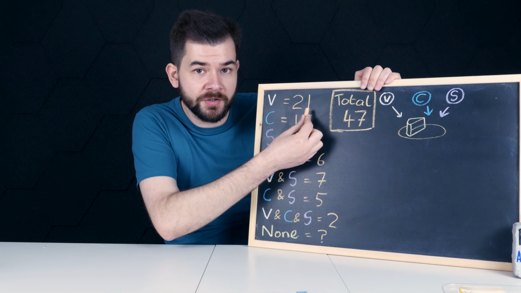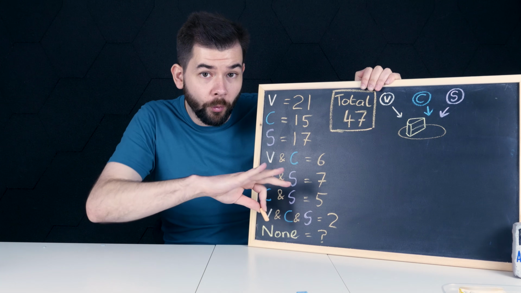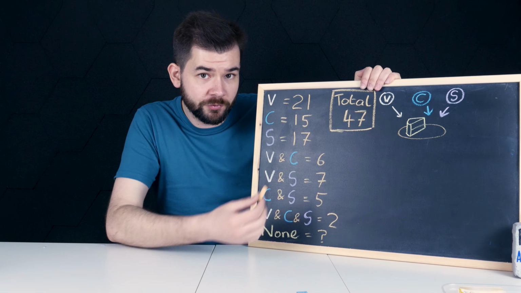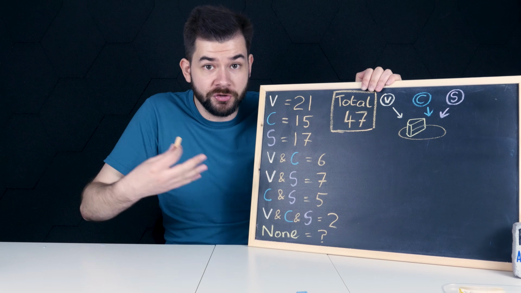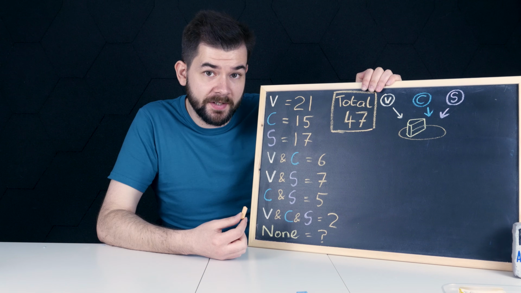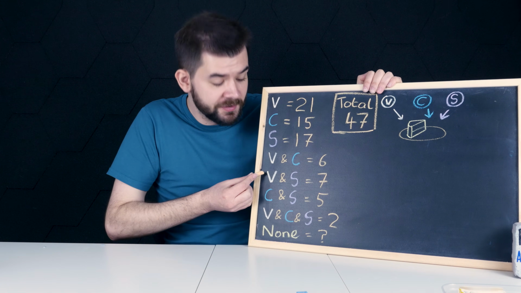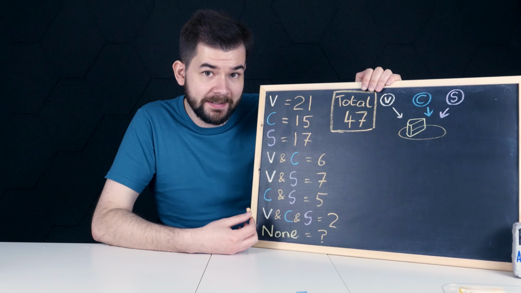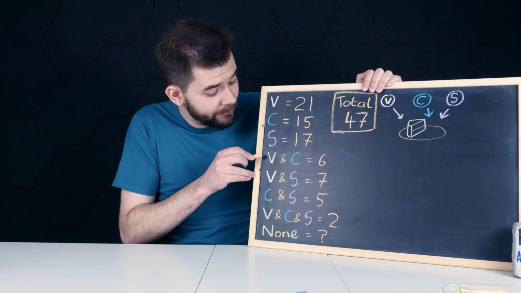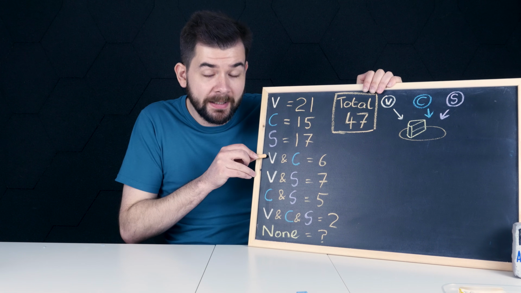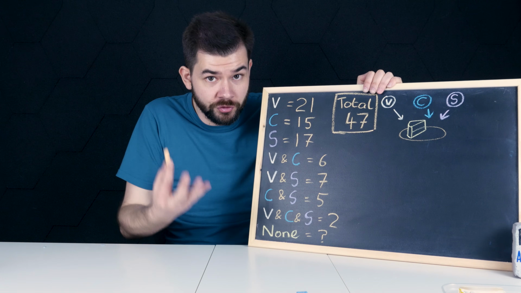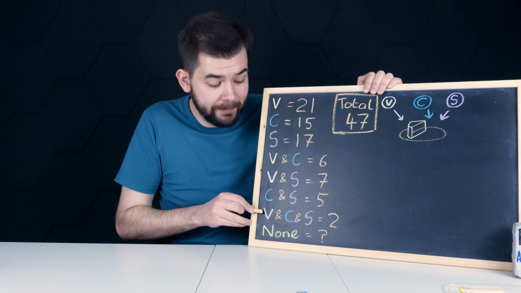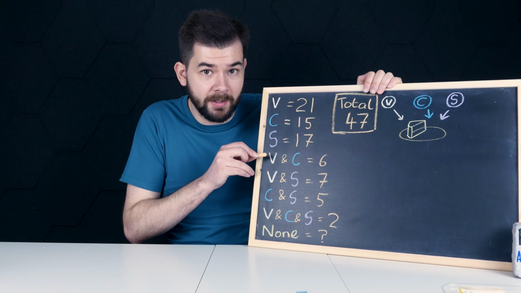There are 21 desserts containing vanilla. That counts all desserts which contain some vanilla. So among that 21 are the desserts that contain just vanilla, the 6 desserts that contain vanilla and chocolate, the 7 desserts that contain vanilla and strawberry, and the 2 desserts that contain all 3 flavors. Similarly, there are 6 desserts containing vanilla and chocolate. That includes the desserts that contain just vanilla and chocolate, and the other options which contain both vanilla and chocolate. So these 2 are part of that 6.